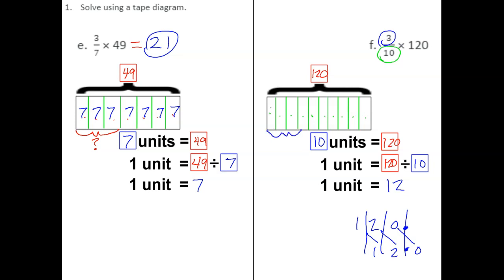So that means that, let's see if I can draw this sideways. Each one of these is equal to 12. That's a 2, not a z, I promise you. All right, so if each one of those 3 units are equal to 12, then 3/10 of 120 is equal to, what's 12 times 3, or 3 groups of 12. So our answer would be equal to 36.